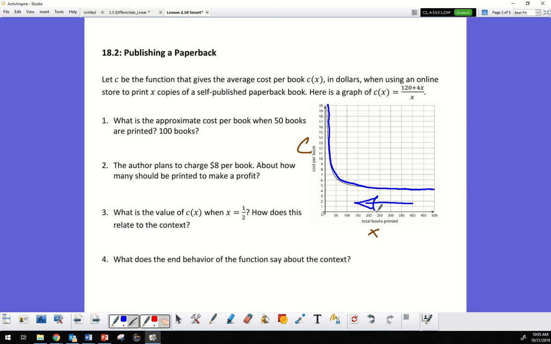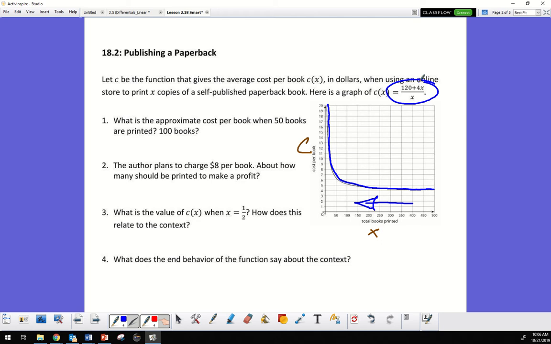Now, when I talked about that previous problem, can I have 0? No. I cannot have 0. Why can I not have 0? Cannot divide by 0. So I cannot divide by 0. So I cannot have 0 in the denominator.